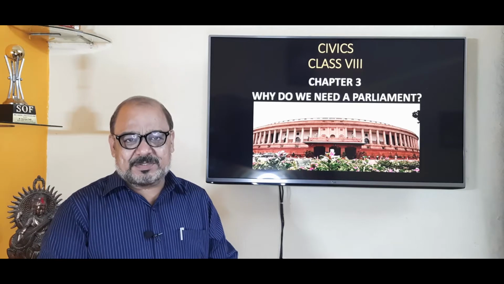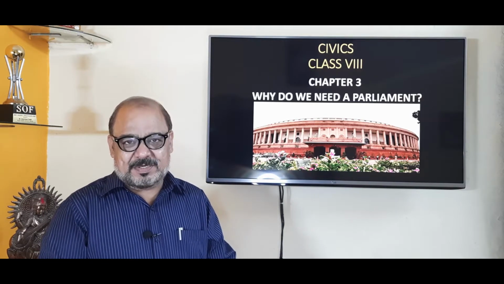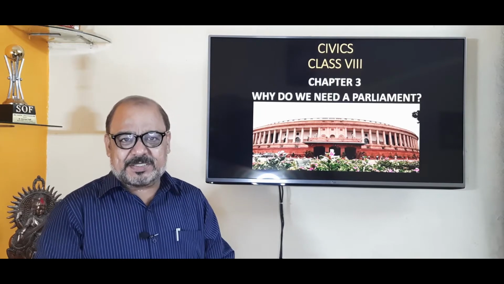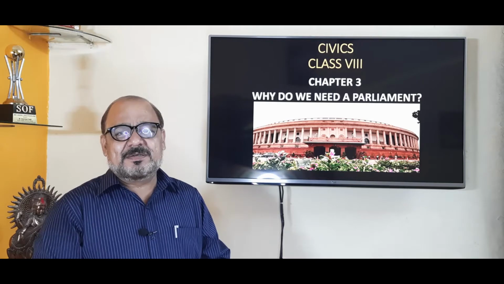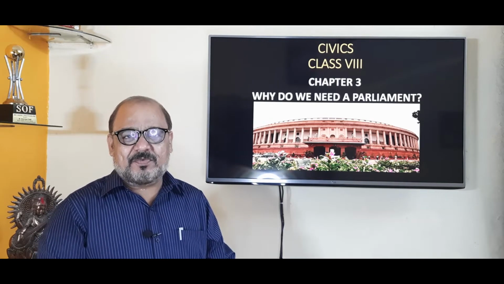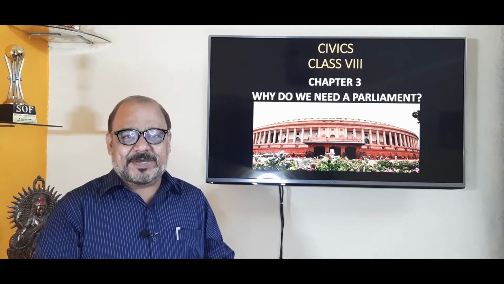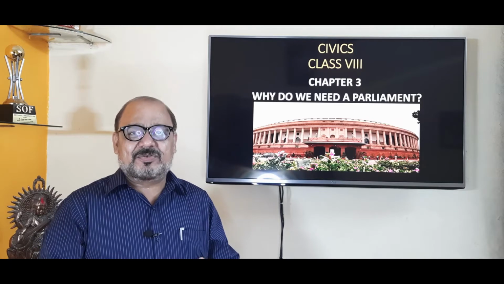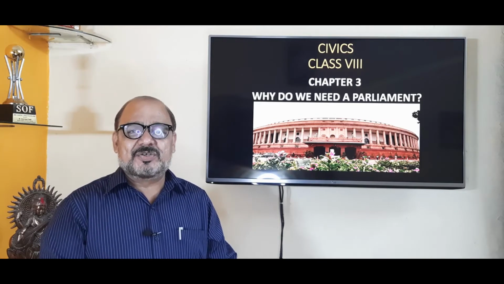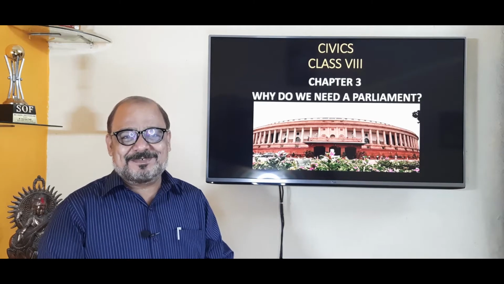We know that government has three organs. हम लोग जानते हैं कि गवर्नमेंट के 3 organs हैं. The first organ is the legislature for making laws. The second organ is the executive for implementing the laws. And the third organ is the judiciary for deciding the disputes.